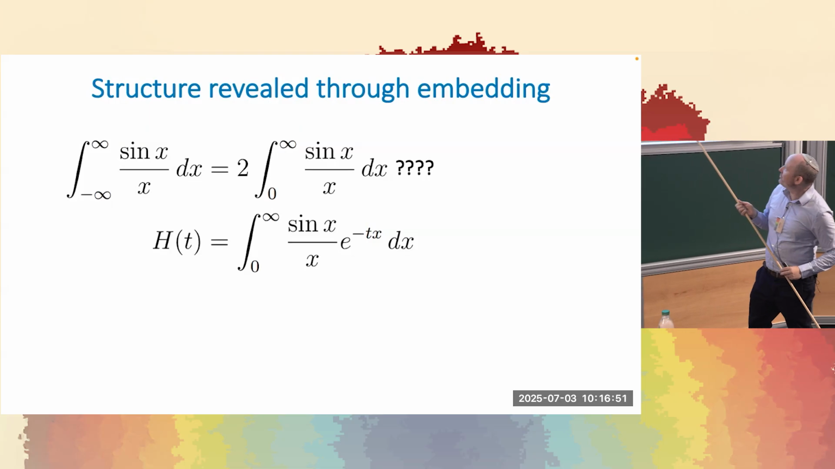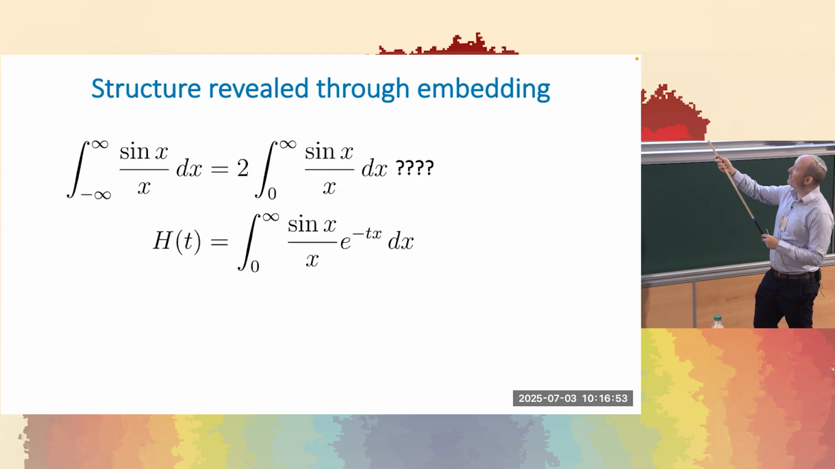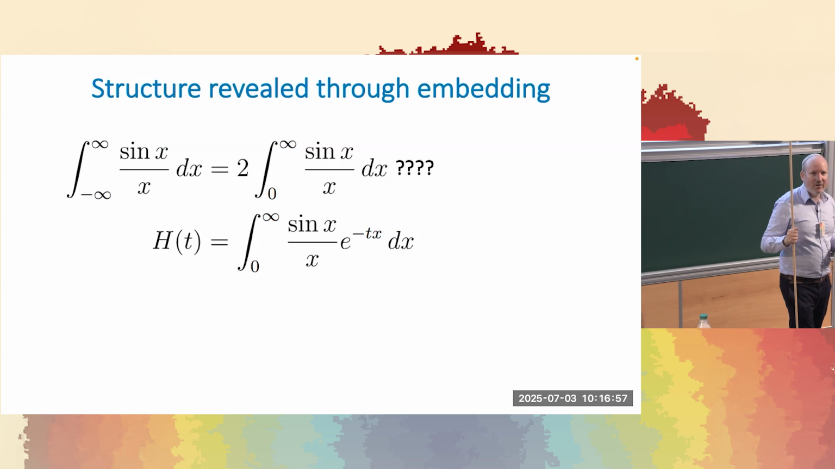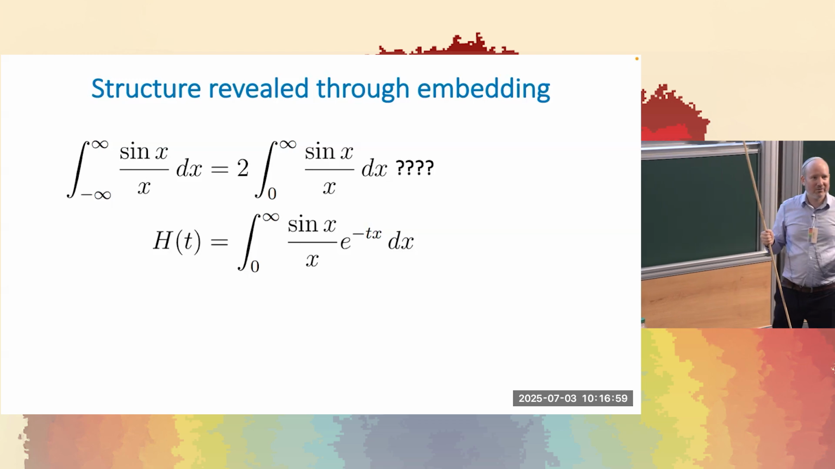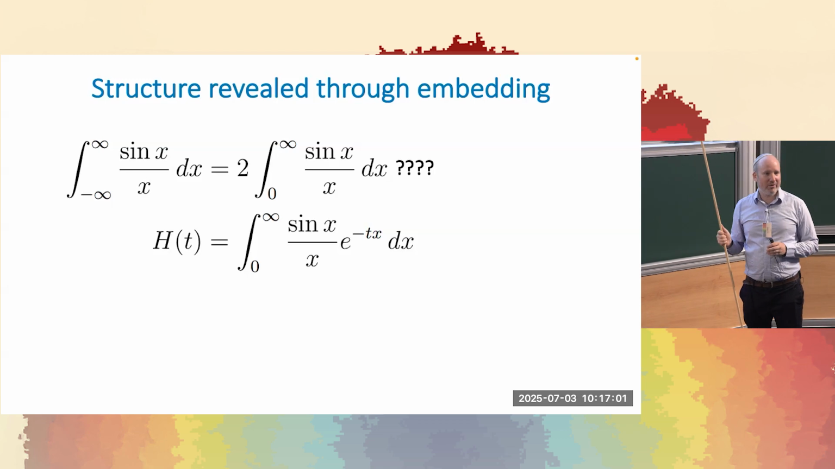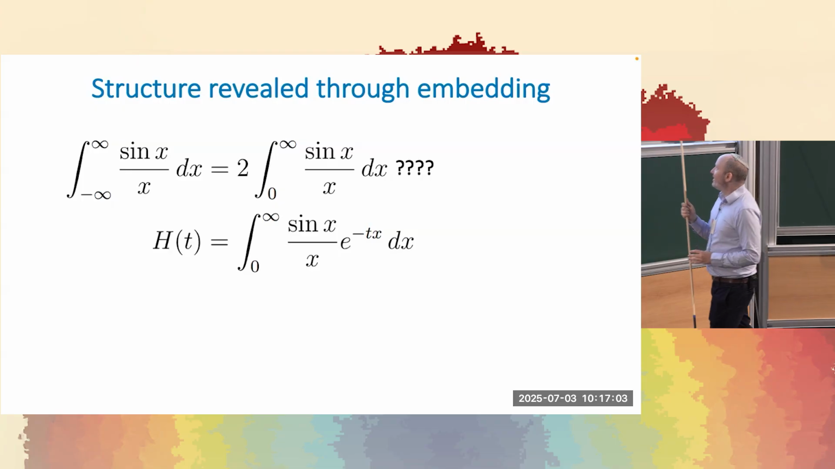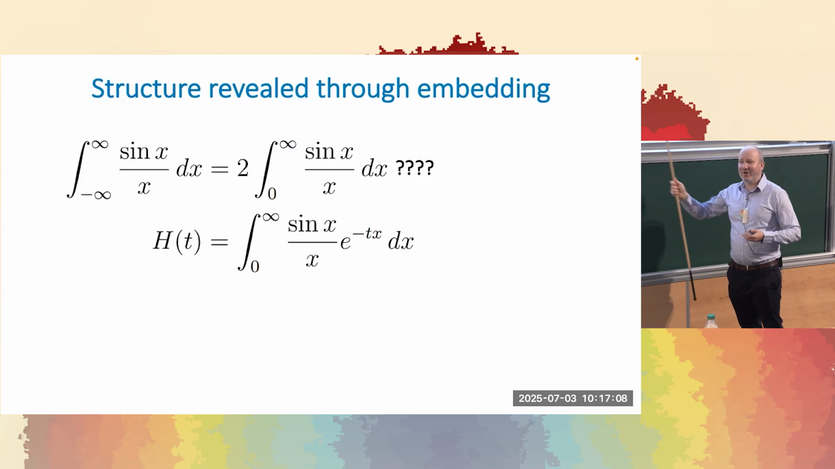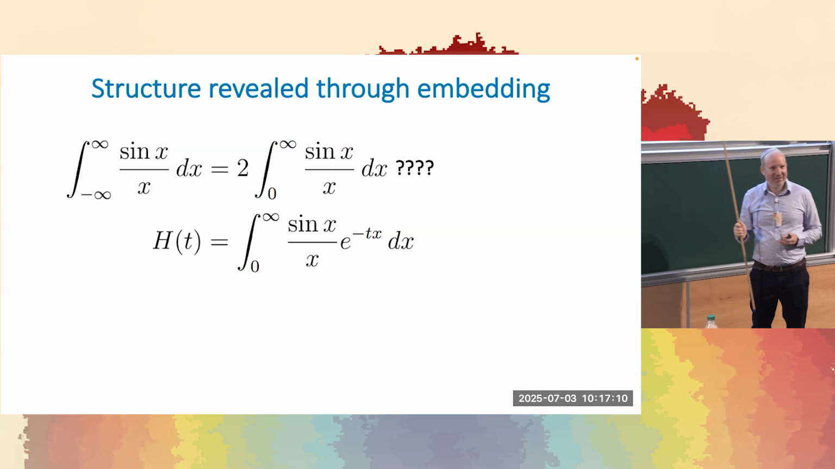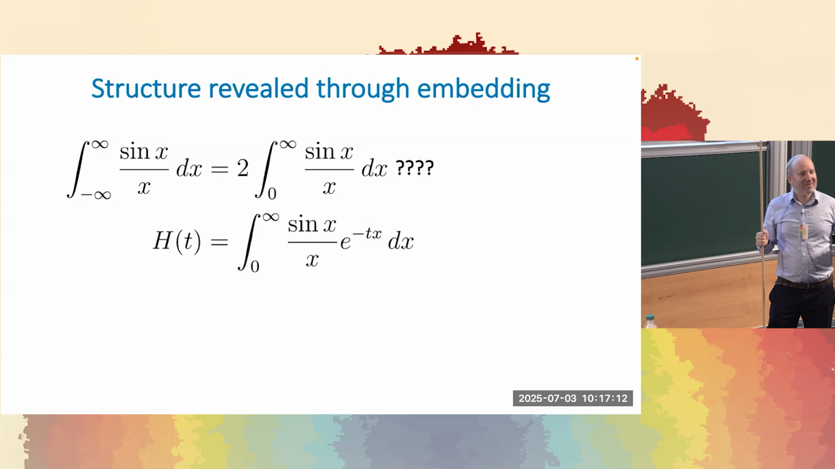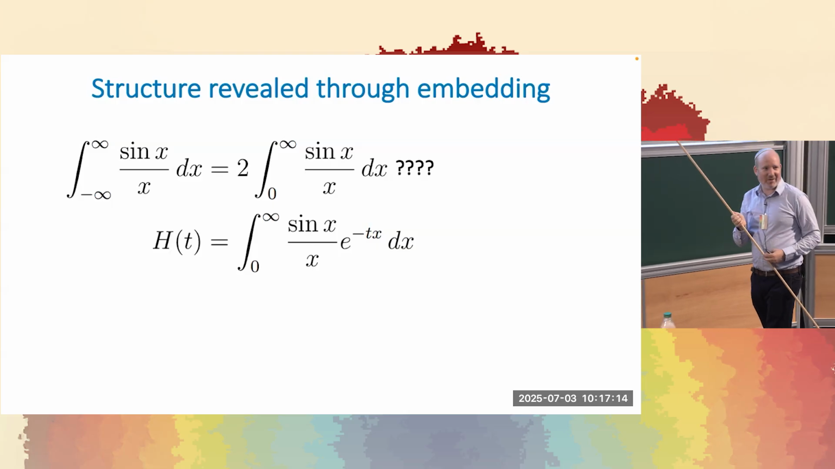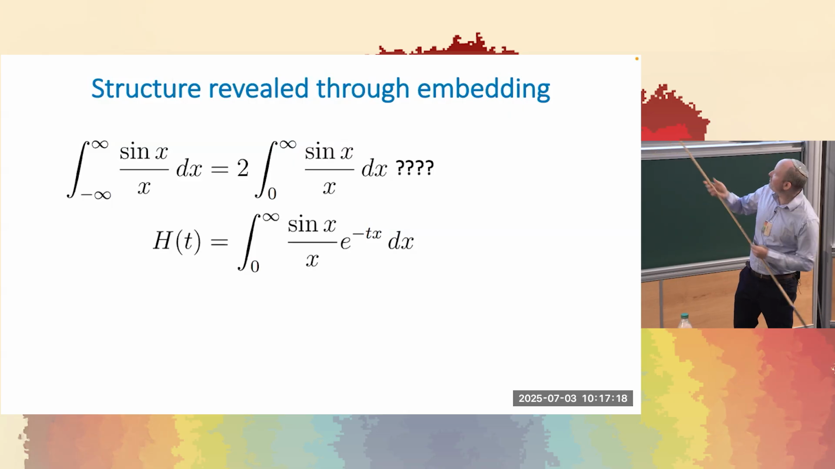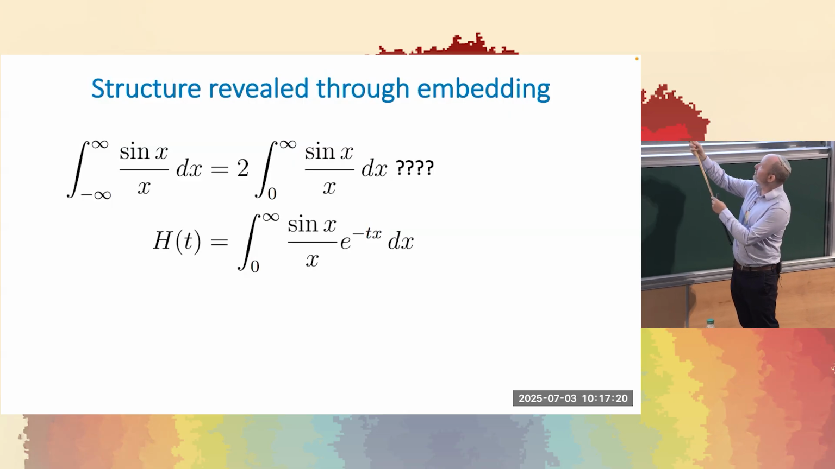you can insert an integration factor, e to the minus tx. Now, if t is 0, this is the thing you want. So you want to know what this function h of 0 is. But now I've just made it harder, because I put in e to the minus tx, and now I want to know this for all t. The thing is that I know what this is for a very special value of t, infinity. Right? If t is infinity, then this is just 0.